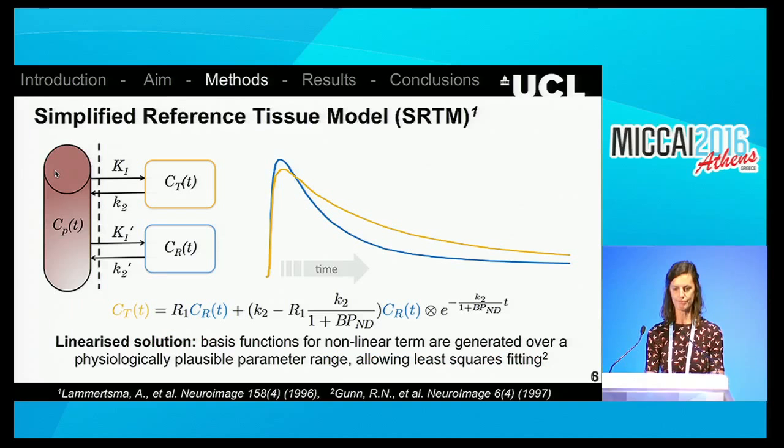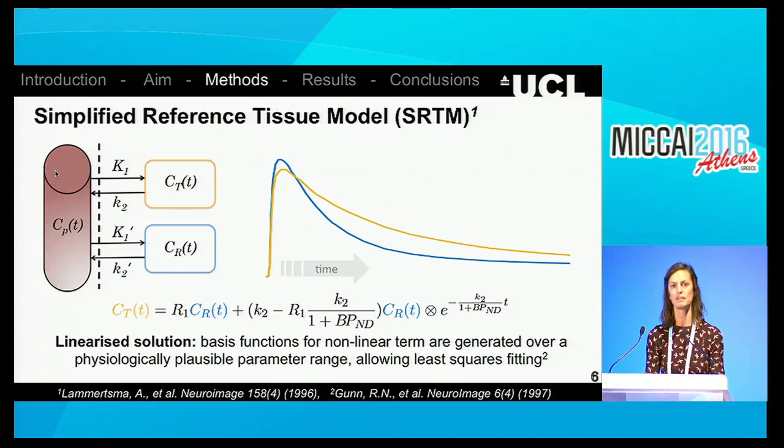So just to introduce the model, this is the simplified reference tissue model, which is commonly used in neuro-PET modeling. So the model is set up as shown on the left. So you have an unknown concentration of your tracer within blood plasma, which exchanges with two tissue regions. First, we have the concentration of the tracer within tissue, CT as before, and the other tissue is the reference tissue. So we now measure these concentrations over time.